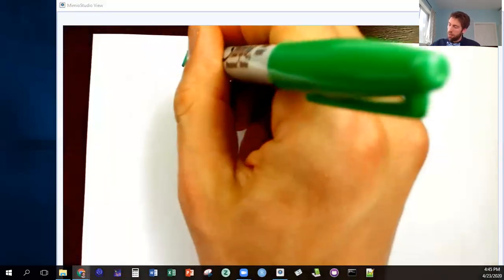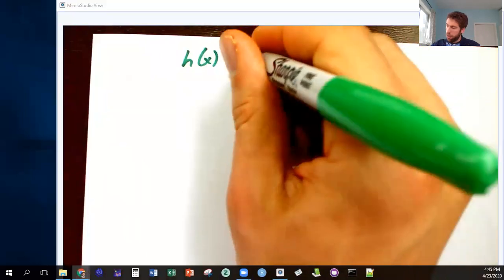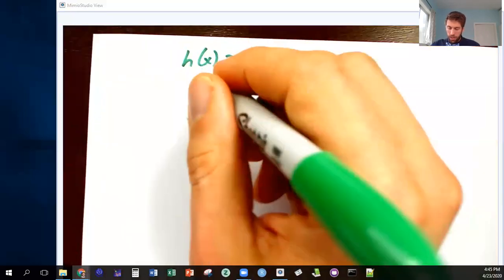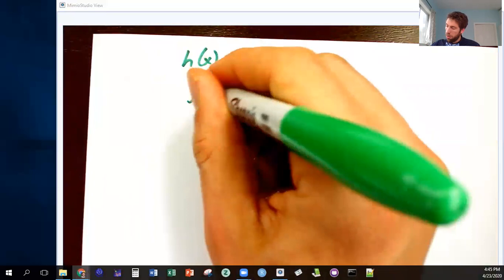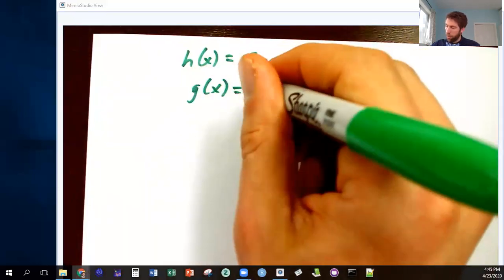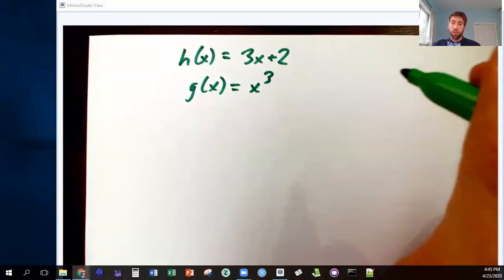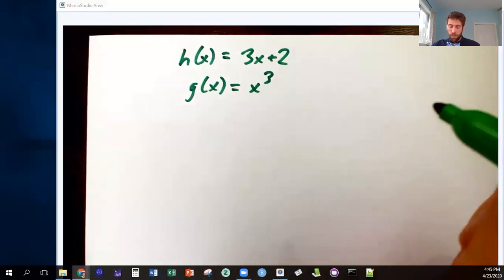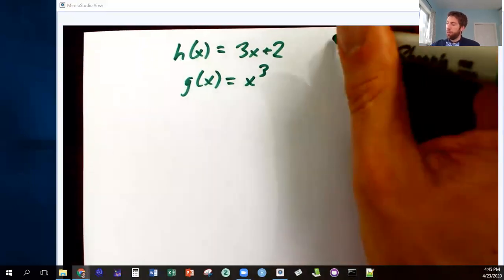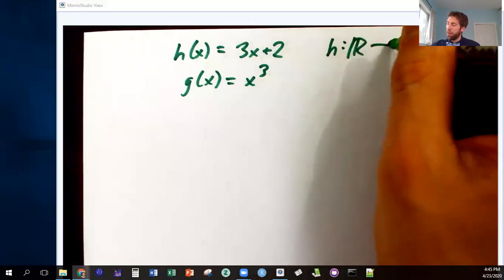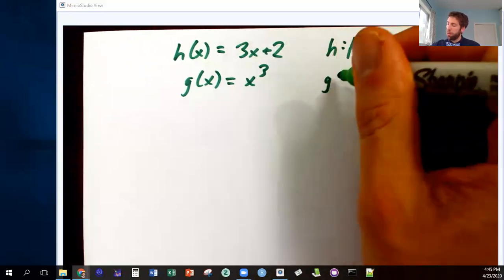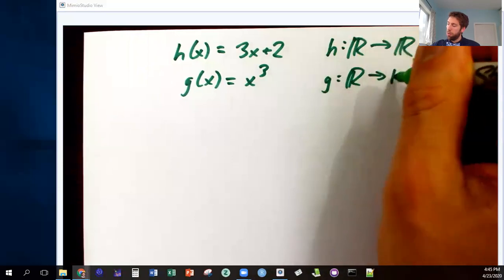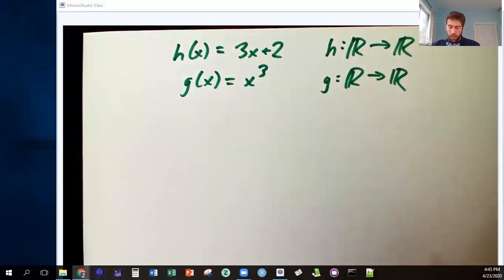The last part is that h of x equals 3x plus 2 and g of x equals x cubed. Notice I'm being lazy here, where the book is not lazy. The book makes sure that you know that the domain and codomain are all real numbers. Okay, so then let's combine them in different ways.